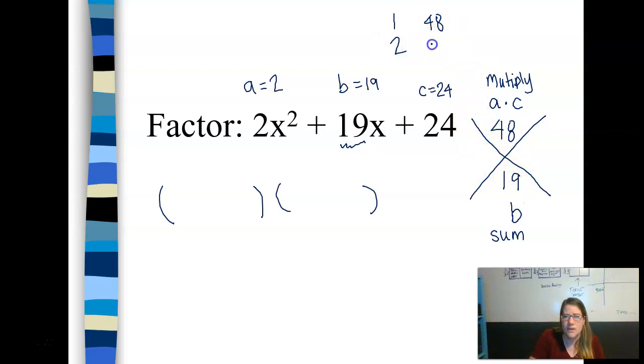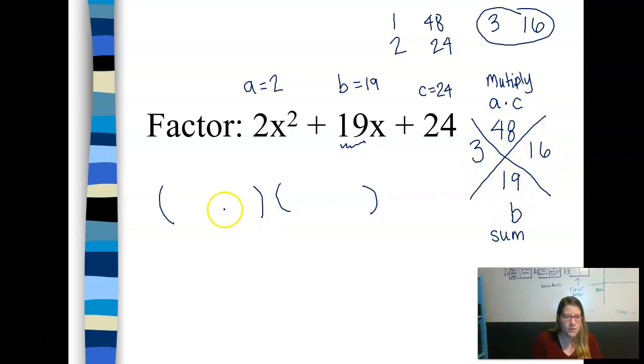If I do 2 times 24, same thing, it will multiply to 48, but it won't add to 19. 3 times 16 is 48, and oh, yep, that one will work. 3 times 16 is 48, but 3 plus 16 is 19. So those two numbers that I found, I'm going to put them on the sides of the x here. Those are the two numbers that multiply to a times c and sum to b.